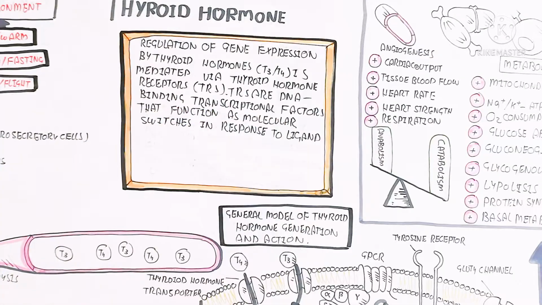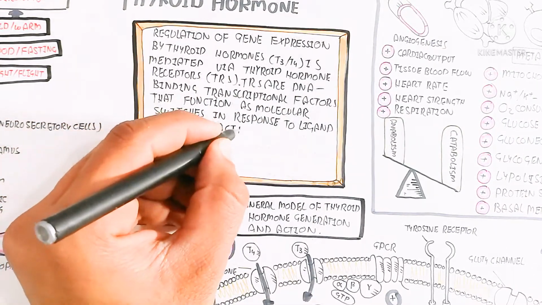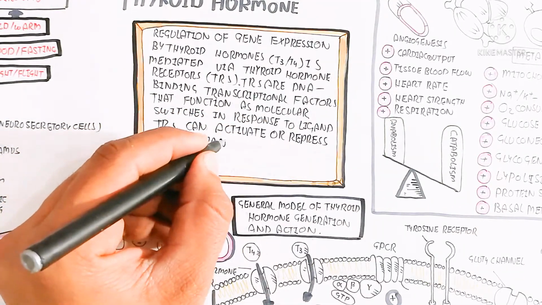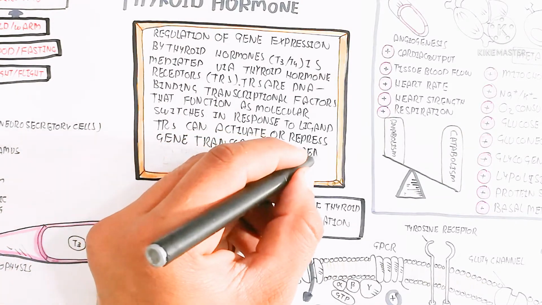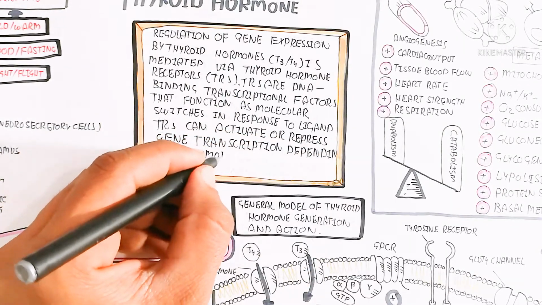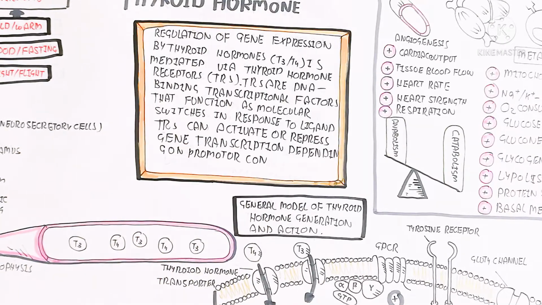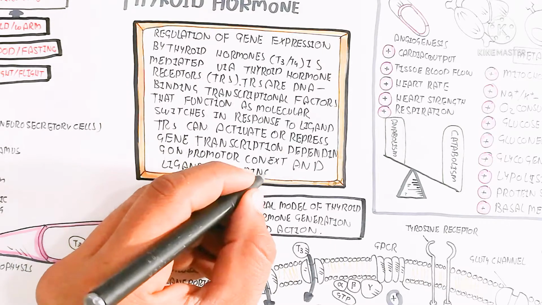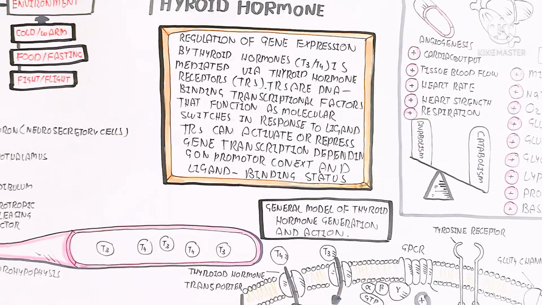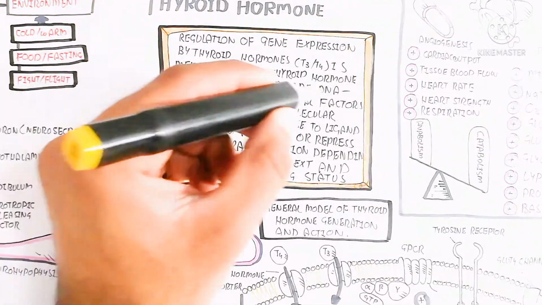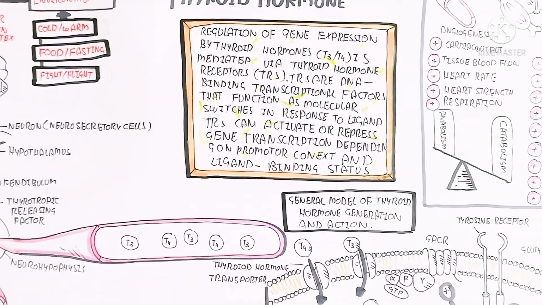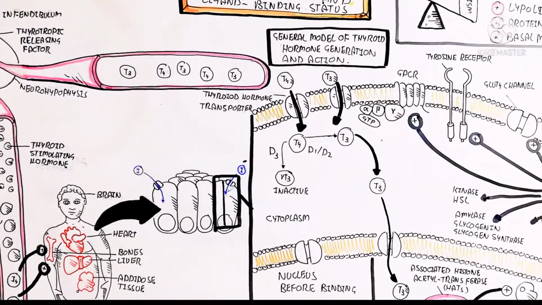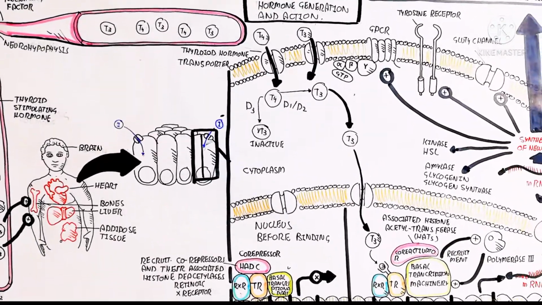which is mediated via thyroid hormone receptors, and basically TRs are DNA binding transcription factors that function as molecular switches in response to ligand, and can activate or repress gene transcription depending on promoter context and ligand binding status. So these are all things about thyroid hormone activity with the cellular pathway. I hope you are getting this concept.